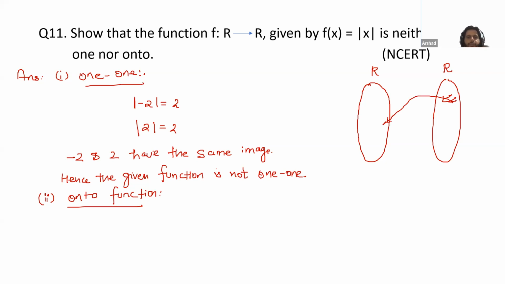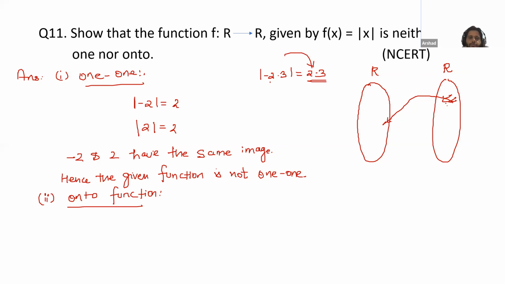Yes, in real numbers, decimal numbers come. But in integers, decimal numbers do not come. But modulus has no effect on decimal numbers. Even if you put -2.3, you will get 2.3. Okay, so please tell me, in the second set, which are the numbers which do not have their pre-images? Just analyze this. You put a negative or positive number, the answer is always positive. So what numbers in the second set do not have their pre-images?